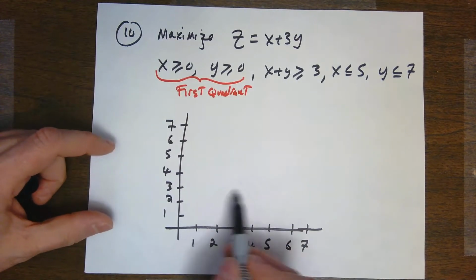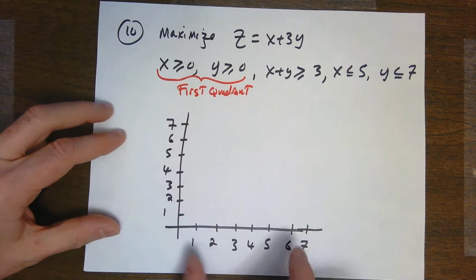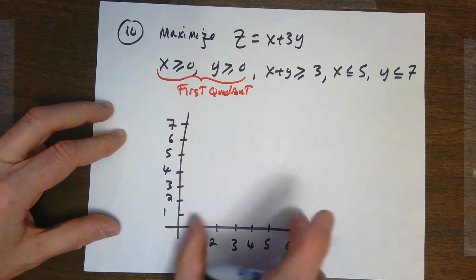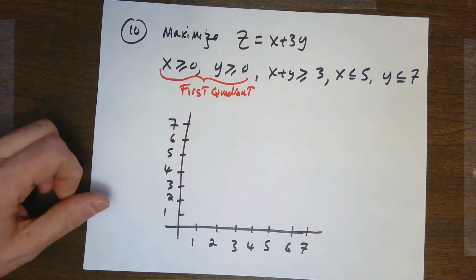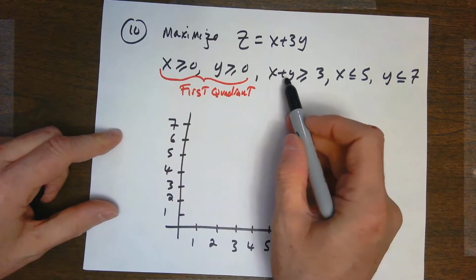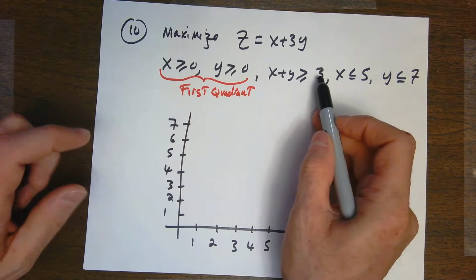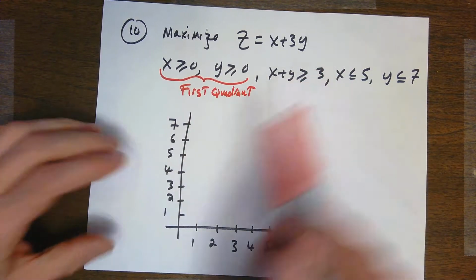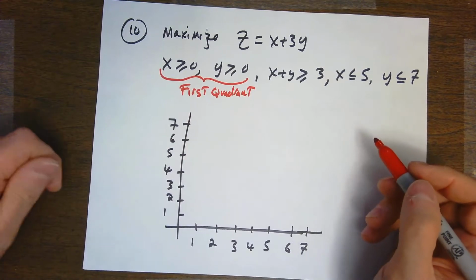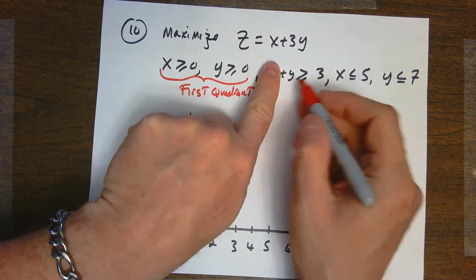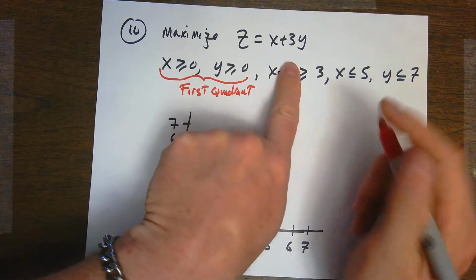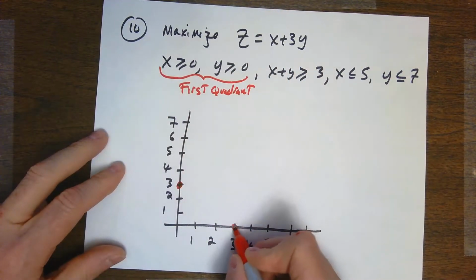So this right here is a graph of x greater than or equal to 0, y greater than or equal to 0. X greater than 0 is all of this. Y greater than 0 is all of that. So now the next line, x plus y greater than or equal to 3. If I do my intercepts trick, when x is 0, y is equal to 3. When y is 0, x is equal to 3.